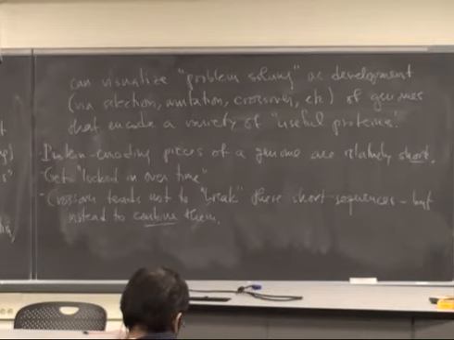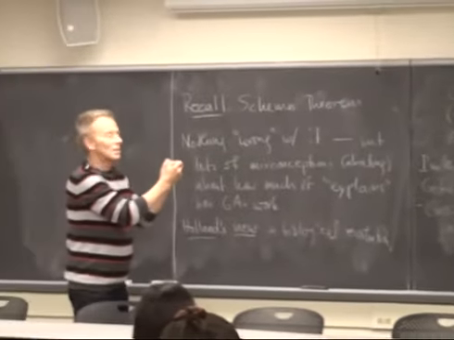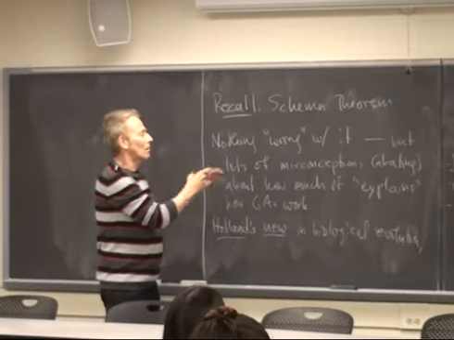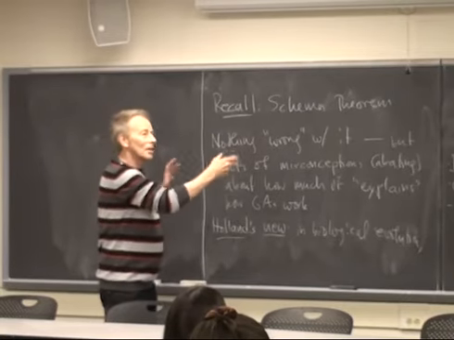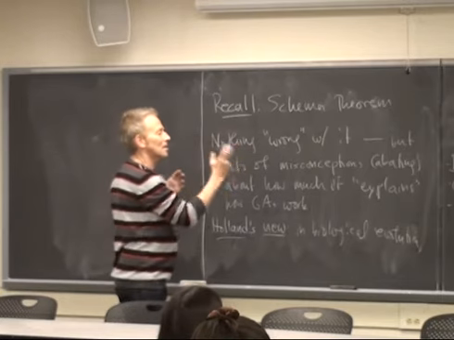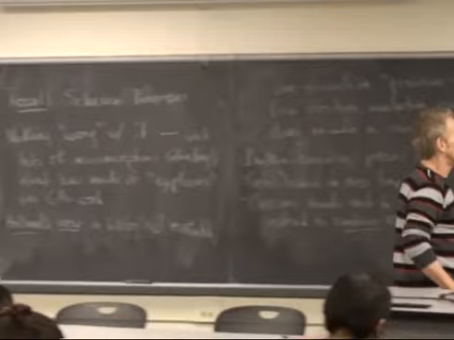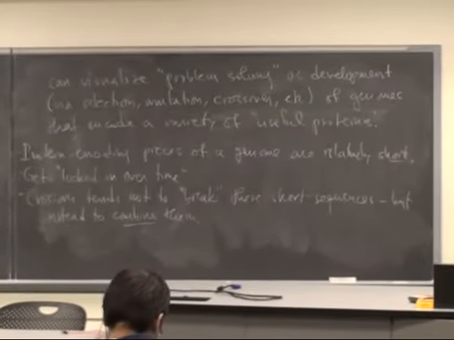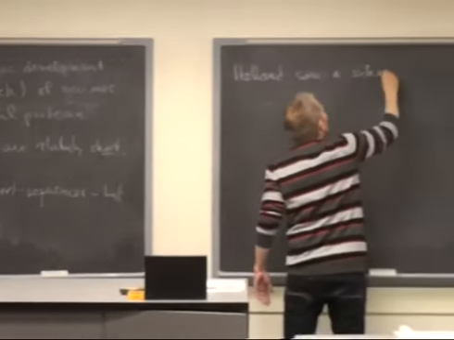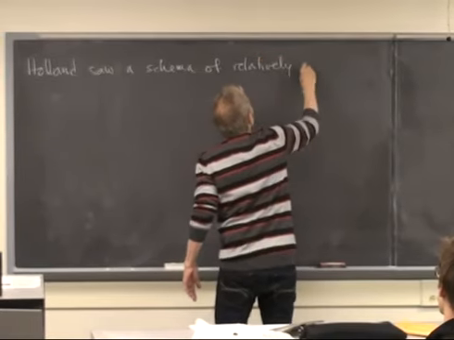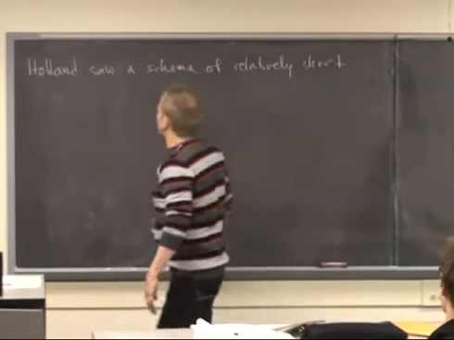That you have this population of bit strings, and relatively short sequences of bits that are locked in over time are ones that encode something useful about the problem solution. So in a sense, what he's talking about there is a schema. He visualized a schema with relatively short defining length. So Holland saw a schema of relatively short defining length.